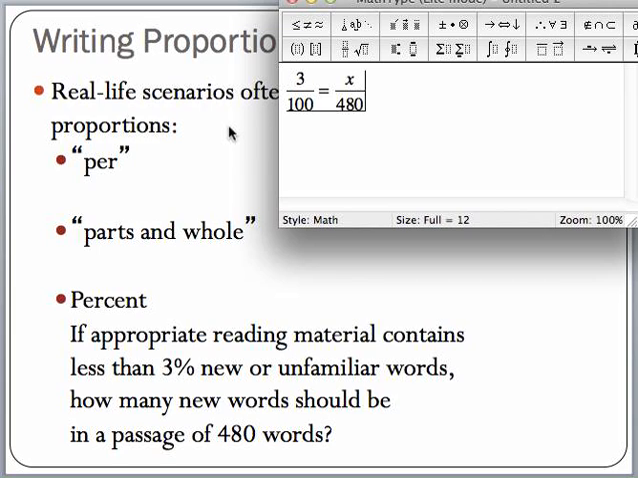Anyhow, that's solving a proportion, and I hope that you'll have opportunity to see situations where you can write a proportion in the future.